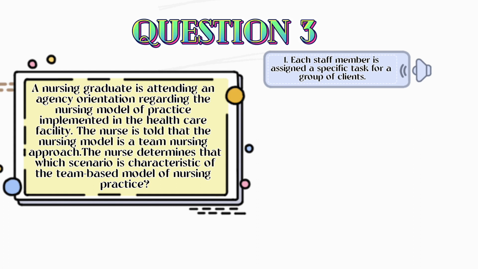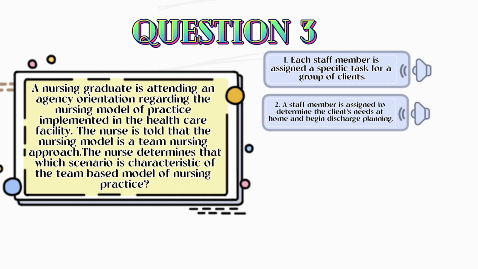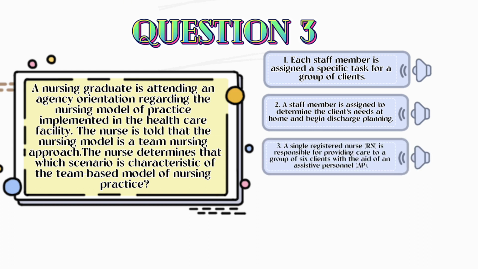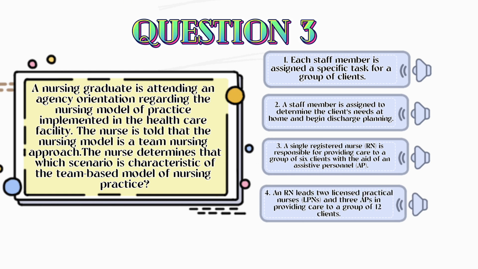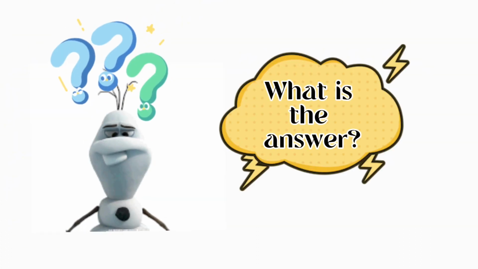1. Each staff member is assigned a specific task for a group of clients. 2. A staff member is assigned to determine the client's needs at home and begin discharge planning. 3. A single registered nurse (RN) is responsible for providing care to a group of 6 clients with the aid of an assistive personnel (AP). 4. An RN leads 2 licensed practical nurses (LPNs) and 3 APs in providing care to a group of 12 clients. What is the answer?